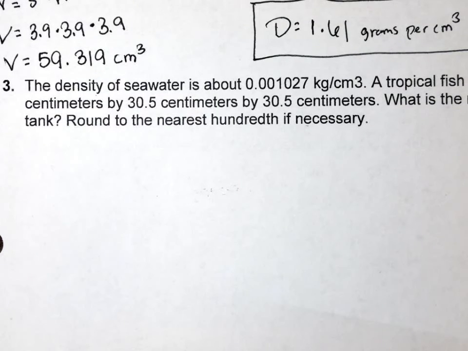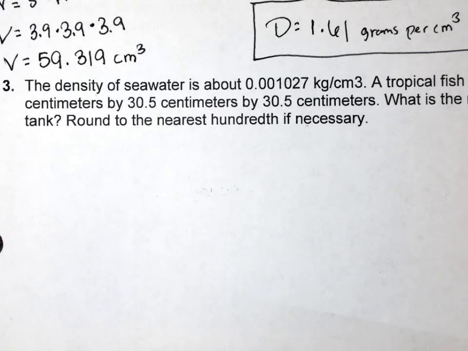Number 3, the density of seawater is about 0.001027 kilograms per centimeters cubed. A tropical fish tank measures 50.8 centimeters by 30.5 centimeters by 30.5 centimeters. What is the mass of the seawater in the tank? Round your answer to the nearest hundredths if necessary.